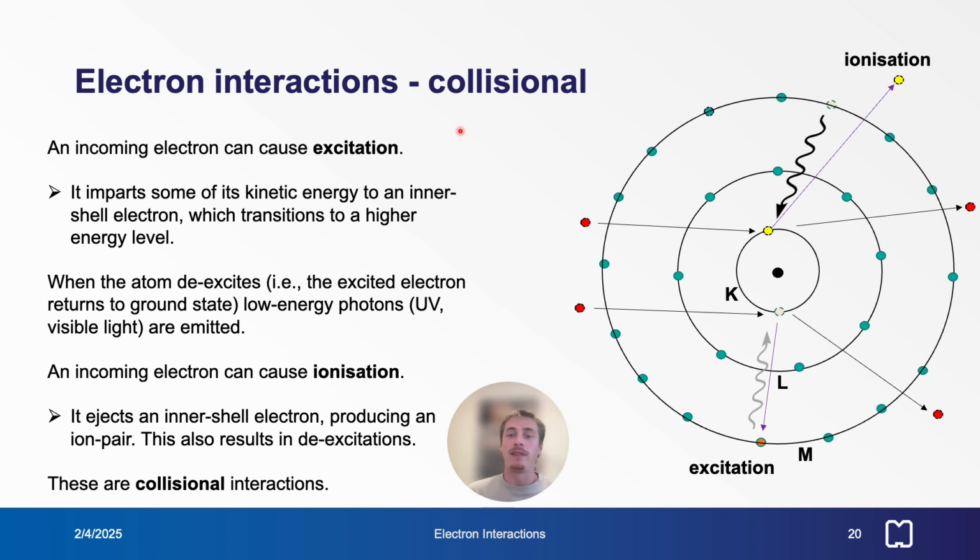Now, the first type of electron interaction is collisional. So, for example, an incoming electron can cause excitation. The electron imparts some of its kinetic energy to an inner shell electron, which transitions to a higher energy level. As we know, when the atom de-excites, so this electron returns to its ground state, low energy photons in the visible or ultraviolet spectrum are emitted. Alternatively, an incoming electron can cause ionization, where the inner shell electron is ejected, which produces an ion pair. Now, this also results in de-excitation.